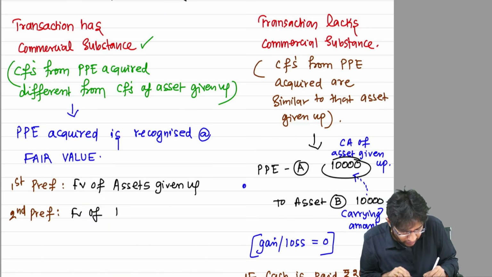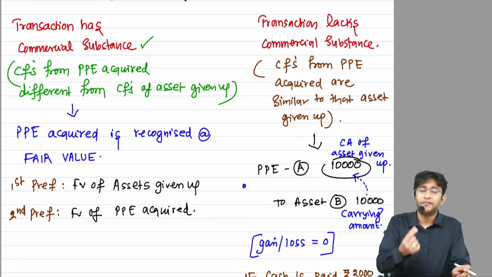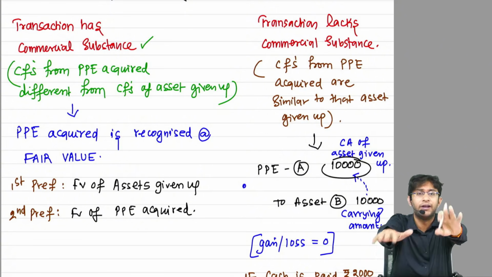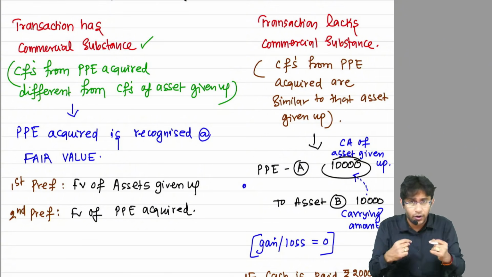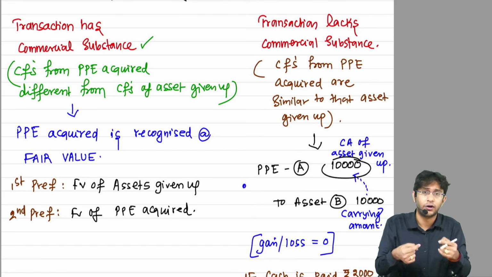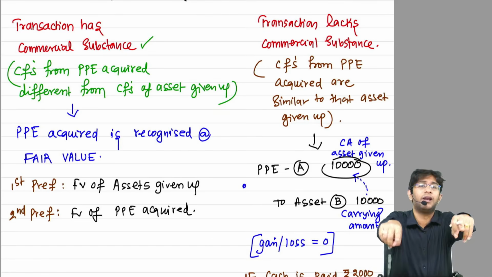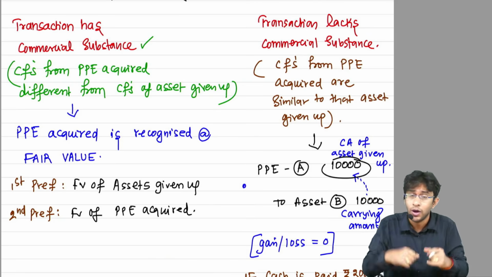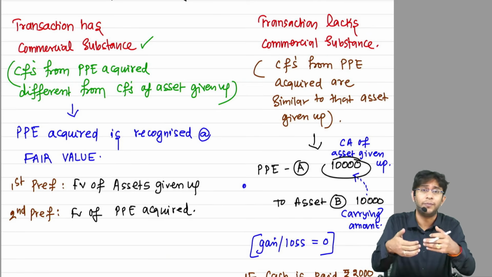Second priority is fair value of PPE acquired. So you want to record value of A at first preference, fair value of B given up. A must be recorded not at fair value of A. A must be recorded at fair value of asset given up. Sir, why like that? Sir, A's fair value is available. Why don't you take A's fair value? Why are you taking fair value of asset B given up?